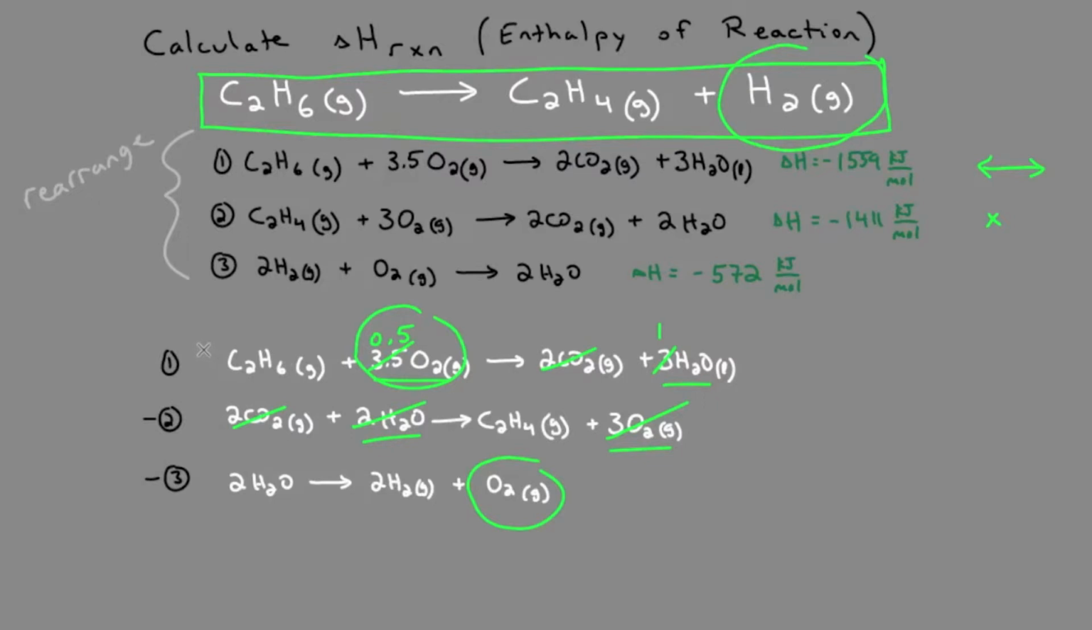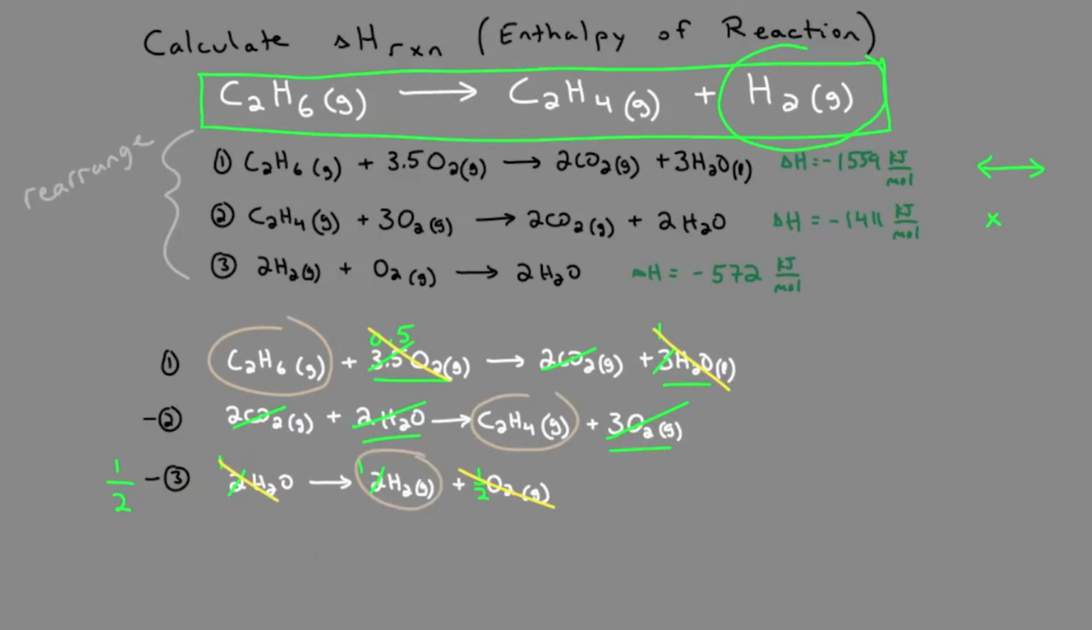Rather than multiplying equation 1 by 2, because we only have 1 ethane, we're going to multiply equation 3 by a half, or 0.5, which would change the numbers in front. So we'd have 1 water, 1 hydrogen, and half oxygen. Now we reduce. So we have our oxygen, which reduces half on the left and a half on the right. And it looks like we have 1 water on the left and 1 water on the right. What are we left with? Our ethane, our ethene, and our diatomic hydrogen.